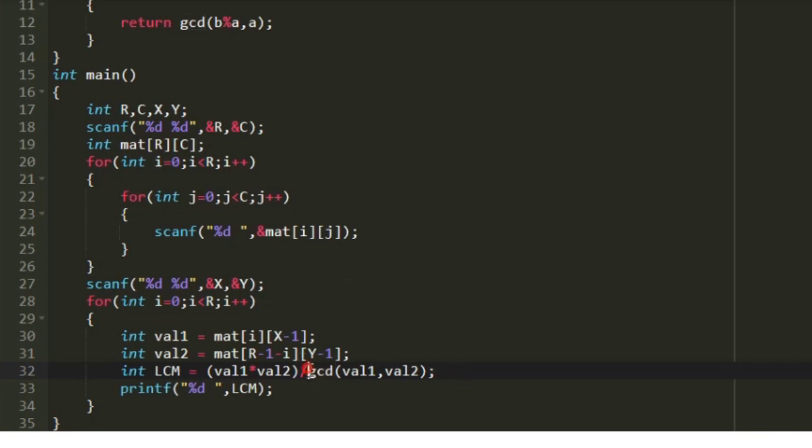So after the execution of the statement, the LCM of the two integers val1 and val2 will be stored in the variable LCM. So in every iteration of this loop, we will be printing the value of this integer variable LCM with a space. So we will get our desired output. Now let us check our program with sample test cases.